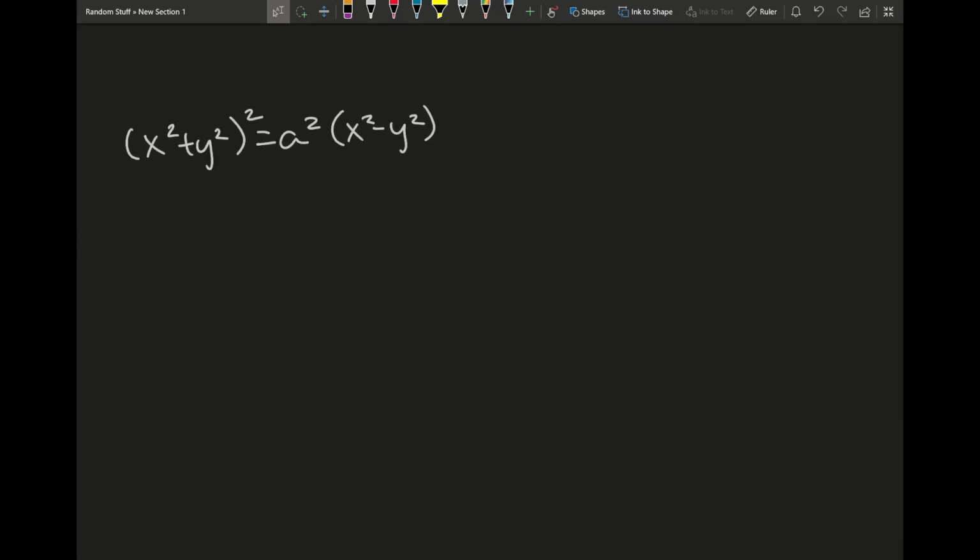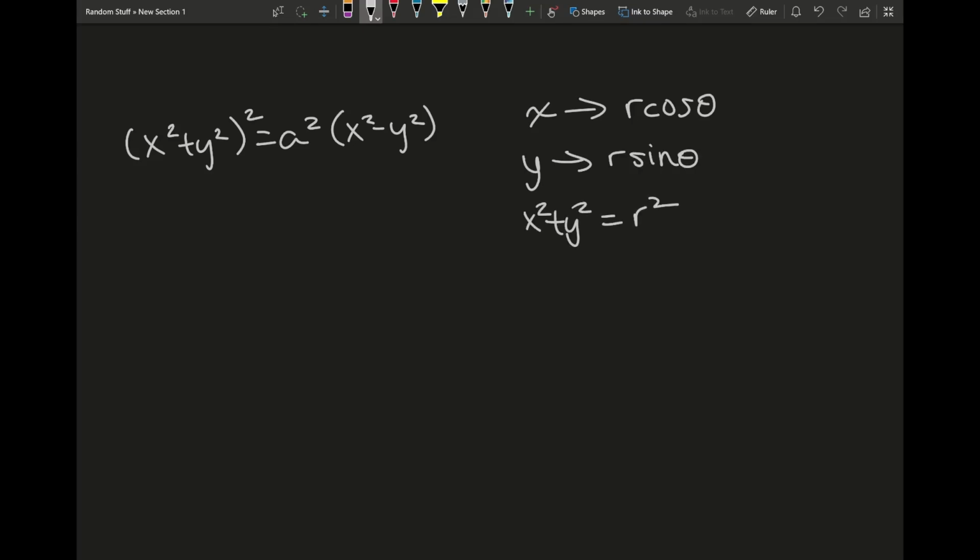In this video we're going to be solving for the turning points of a lemniscate, which looks something like this. So it could be right here. There's a really simple trick which involves polar coordinates. You know that x goes to r cosine theta and y goes to r sine theta, and x squared plus y squared is equal to r squared. So keep this in mind.